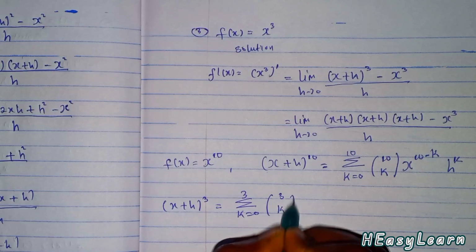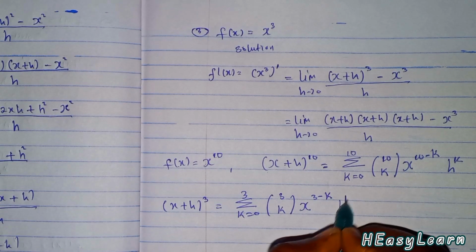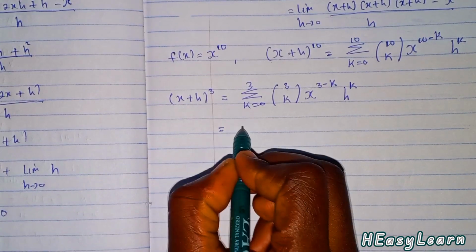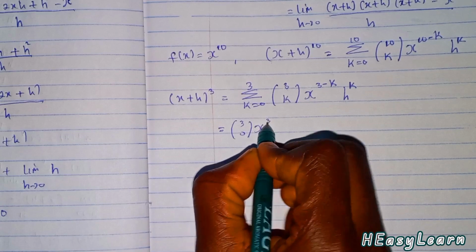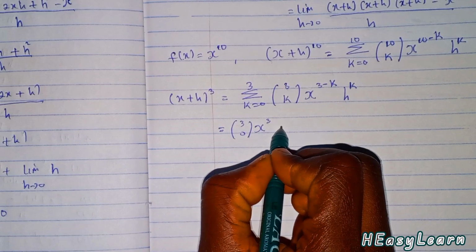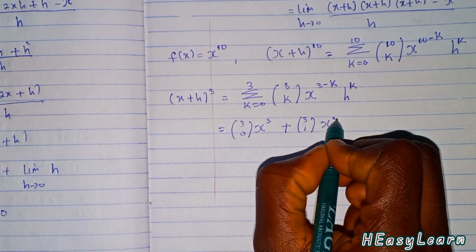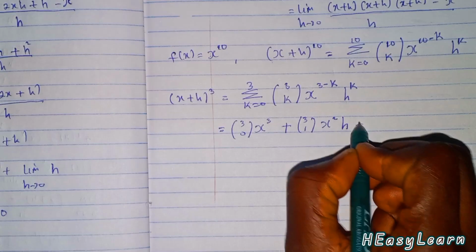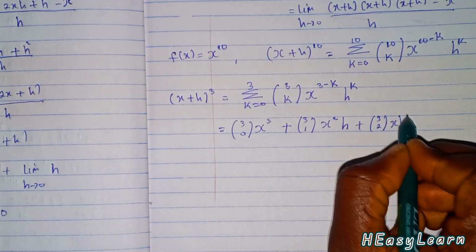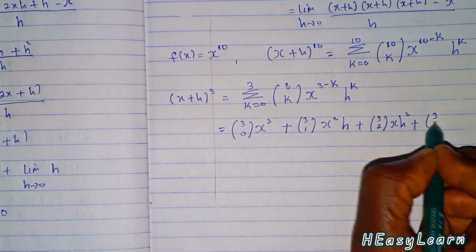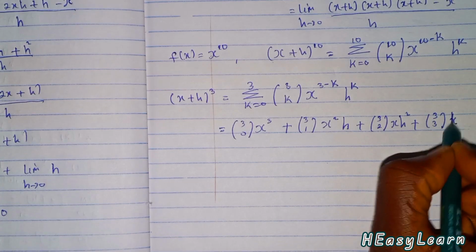3 combination k, x to the power of 3 minus k, h to the power of k. This is the same thing as 3 combination 0, x to the power of 3, h to the power of 0, which is just 1, plus 3 combination 1, x to the power of 2, x squared, h to the power of 1, plus 3 combination 2, x to the power of 1, h to the power of 2, plus 3 combination 3, x to the power of 0, which is just 1, h to the power of 3.